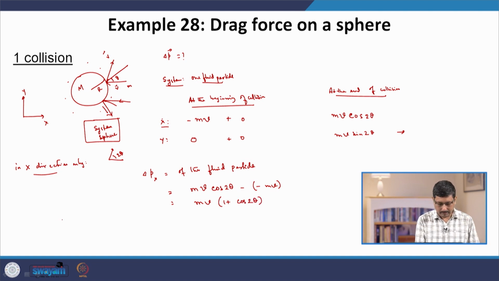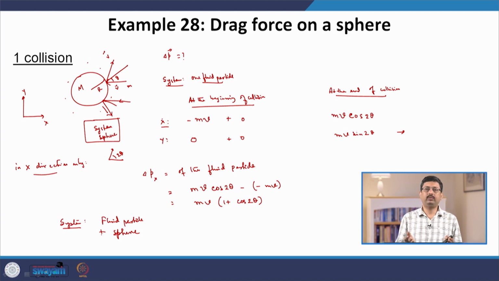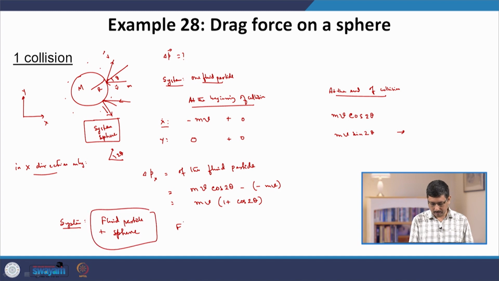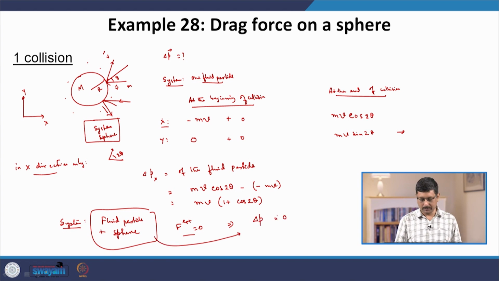Now, let us say that if we look at the fluid particle plus this sphere as our system, then there is no other external force. So, we are going to ignore any gravity, and anyway gravity is not in the horizontal direction. So, there is no external force on this particular system. That means this delta p of this system in this time interval must be 0.